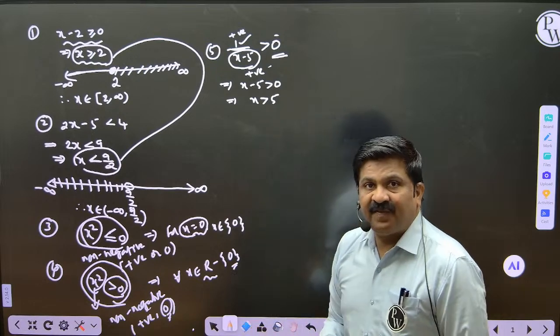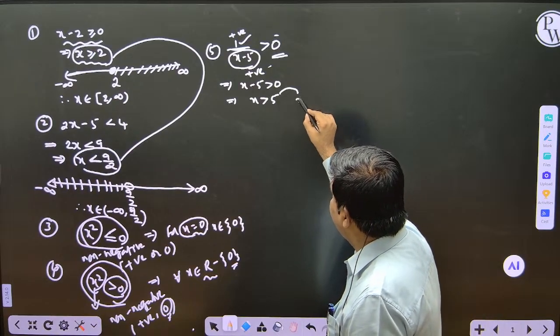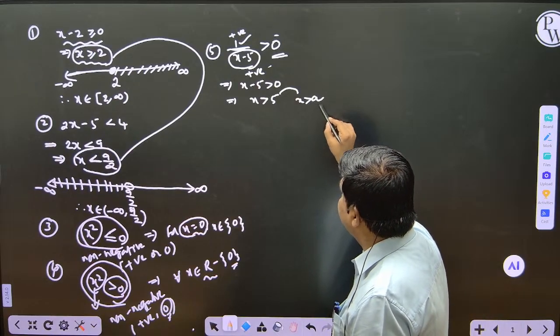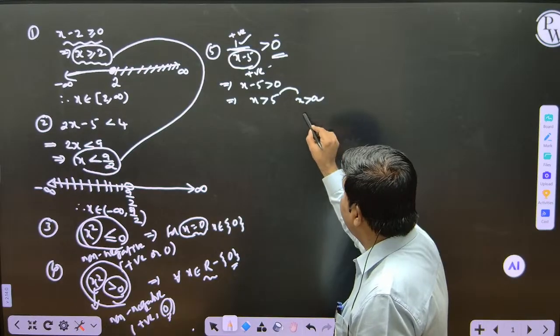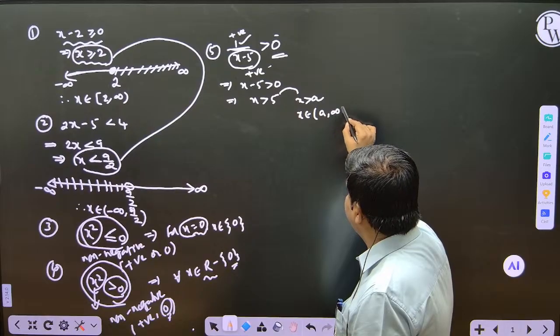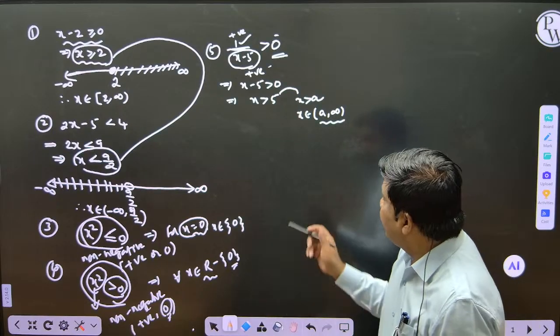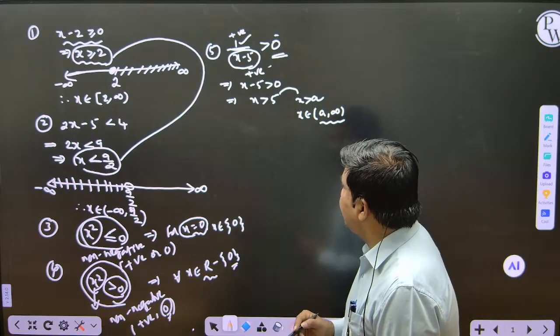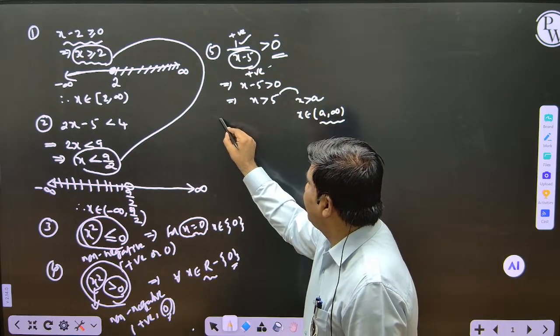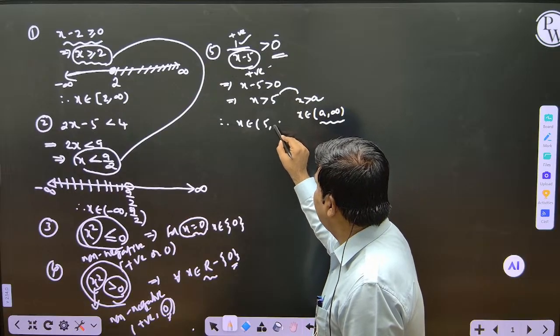x greater than 5 is a ray, or not? I have already told you that. It looks like which form? x greater than a form. Then x belongs to what? a to infinity, but a is not considered here. Why? Here equality is not there. So therefore here x belongs to what? 5 to infinity.